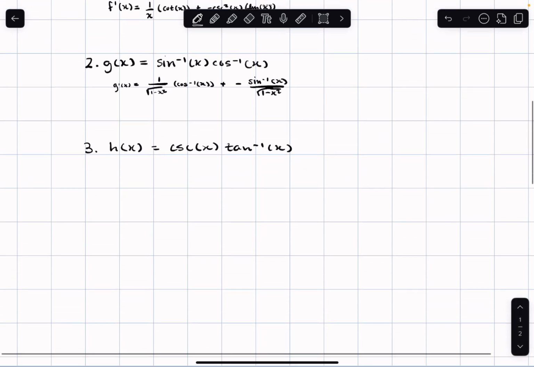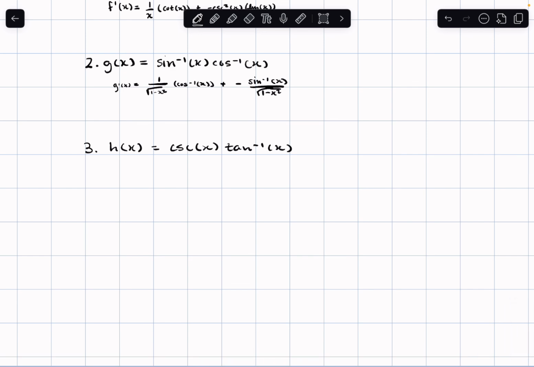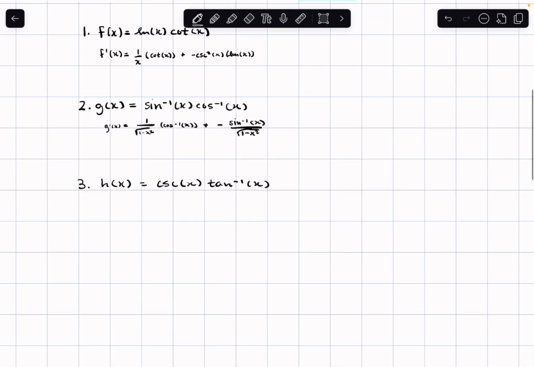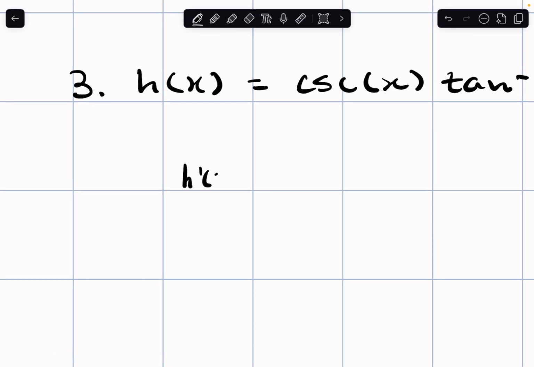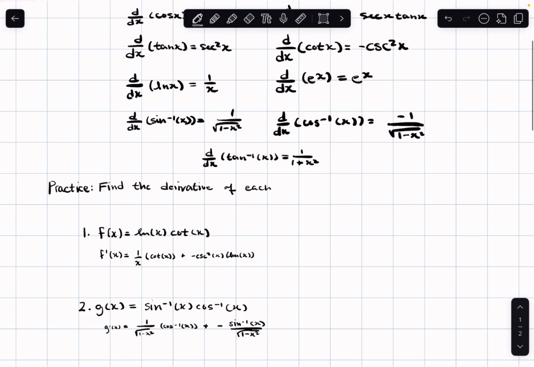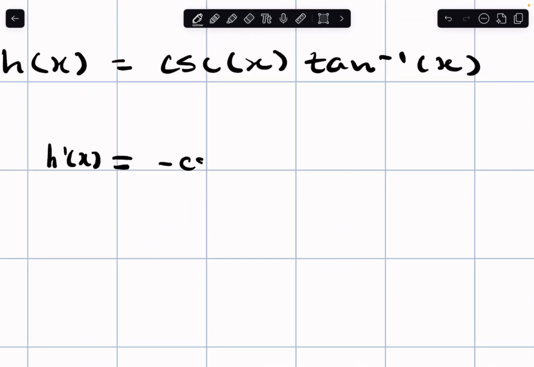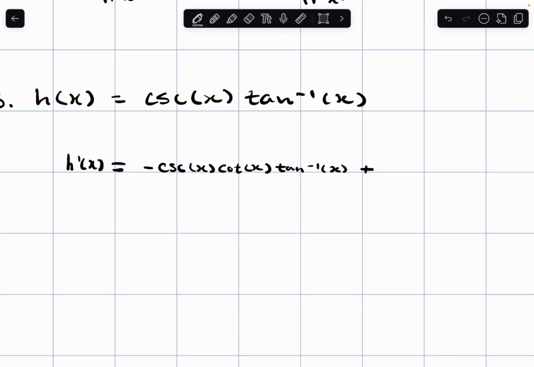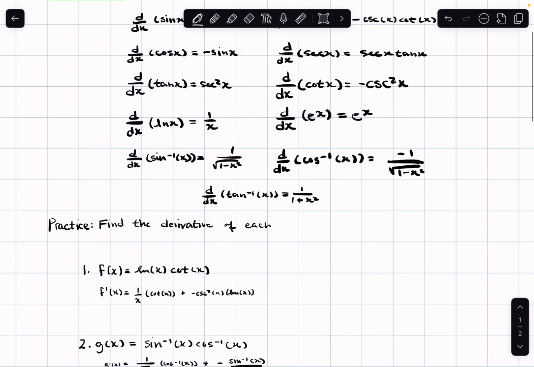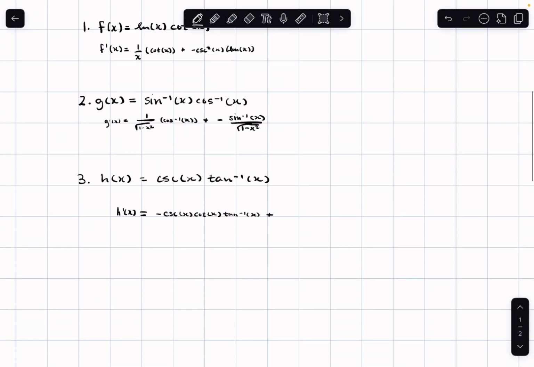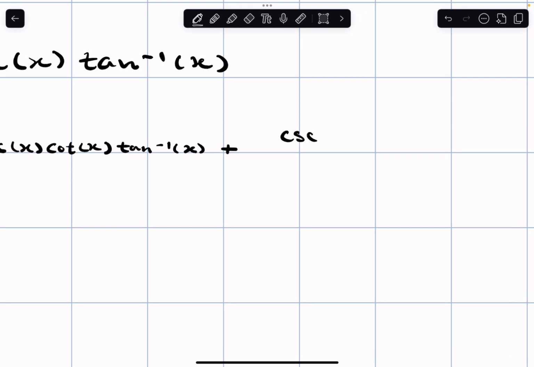And then last but not least, we have number 3, where we're given h of x equals cosecant of x times tangent inverse of x, and we have to take the derivative of it. So it's going to be h prime of x, and the derivative of cosecant of x is negative cosecant of x times cotangent of x. So negative cosecant of x, cotangent of x, times tangent inverse of x, and then we'll just take the derivative of tangent inverse, and that will be it. And it's 1 over 1 plus x squared. Did I write it down? Yes, I did. And then it's going to be cosecant of x divided by 1 plus x squared.